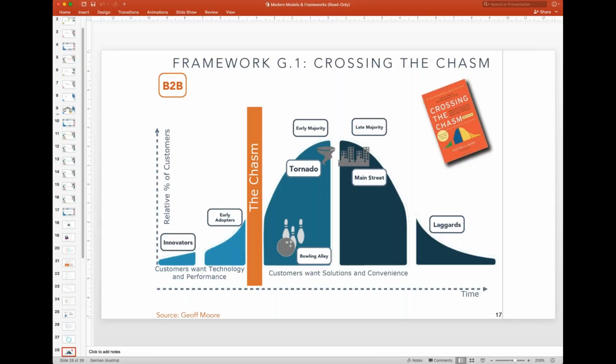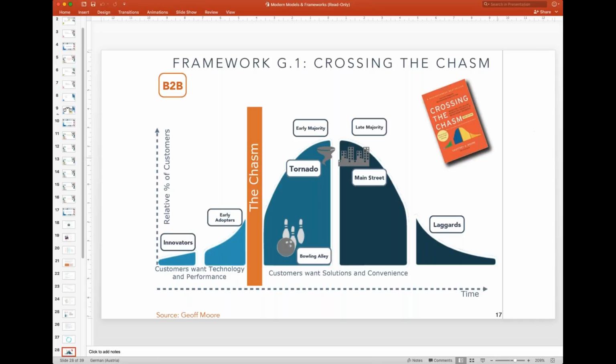The innovators and early adopters are looking for technology and performance, and early majority and beyond are looking for solutions and convenience. Another nice way to look at this is switching innovators with technology enthusiasts, early adopters with visionaries, early majority with pragmatists, late majority with conservatives, and laggards with skeptics. Basically this is the acceptance curve of new technology and new products into the market.